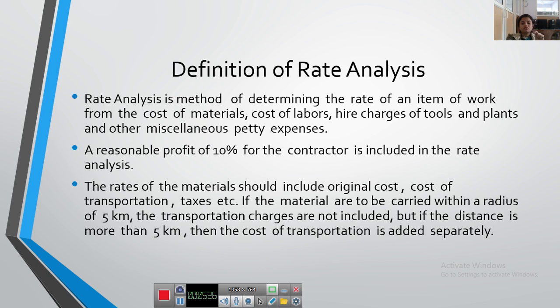So for that, what we are going to do is a proper rate analysis of each material, including its original cost, including cost of transportation, and including all the taxes. The total cost will be added. Okay, so this is your rate analysis.